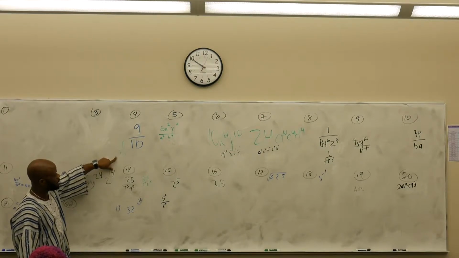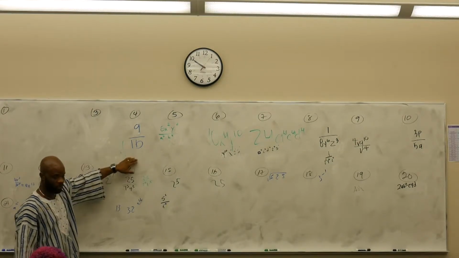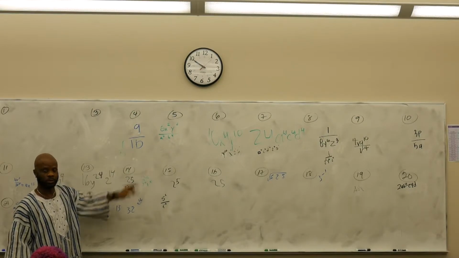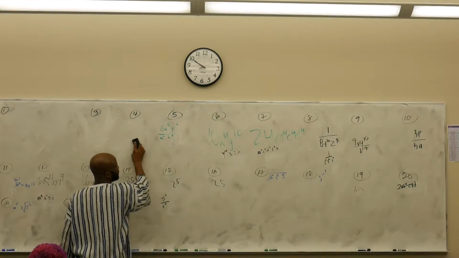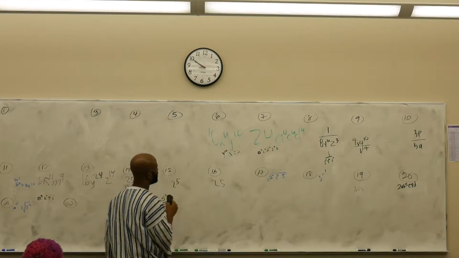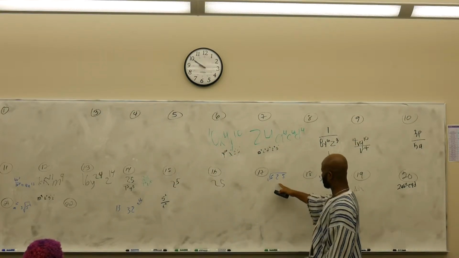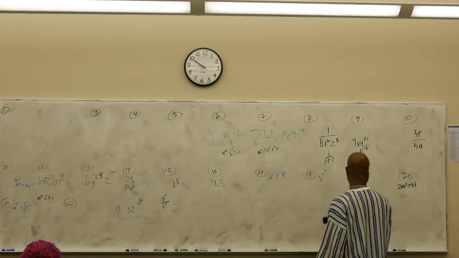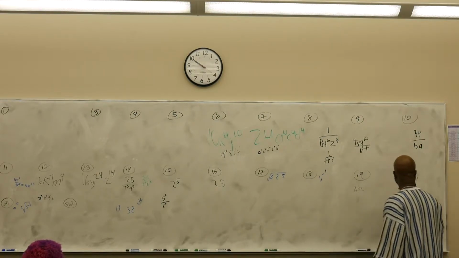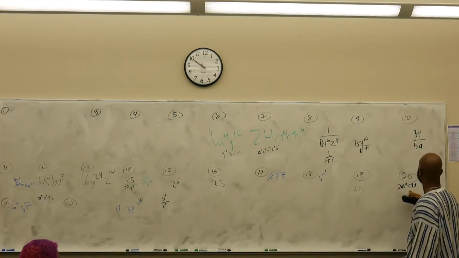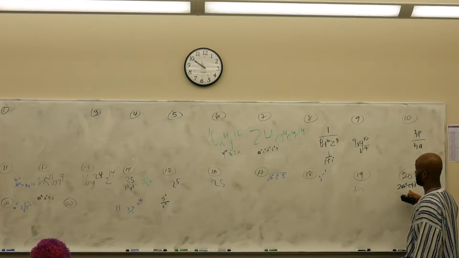So 9 over B is the same as 9 over 1B, right? Because it's just 1 times. The square root of 625? That looks strange. Y'all agree with all these answers? Okay.